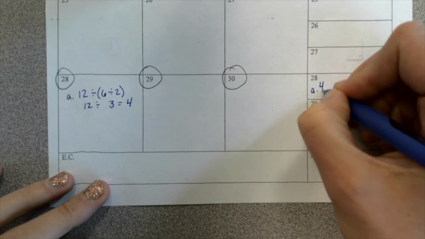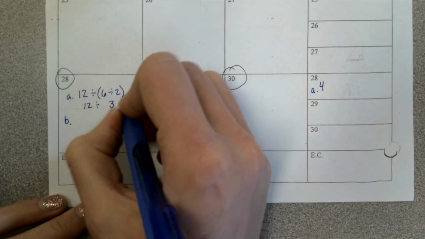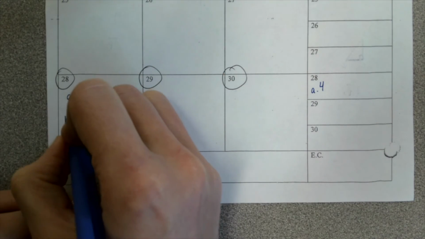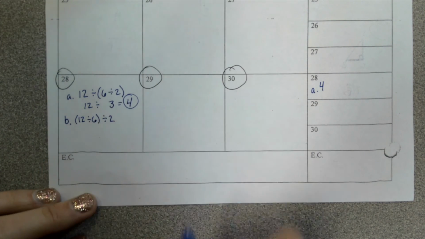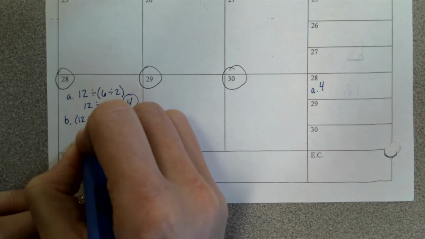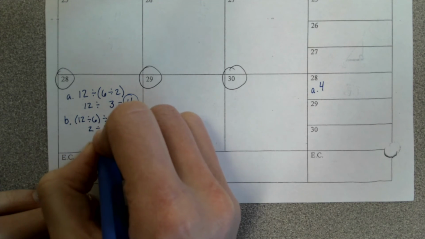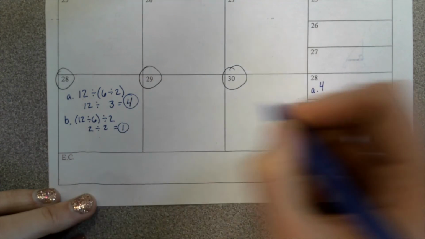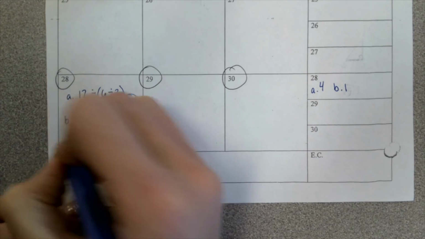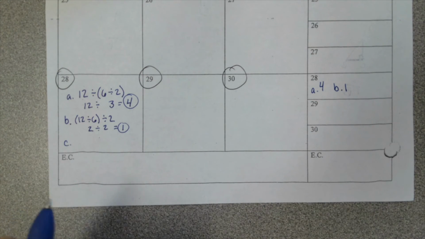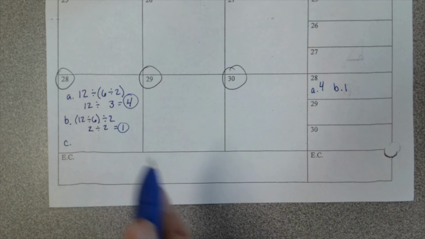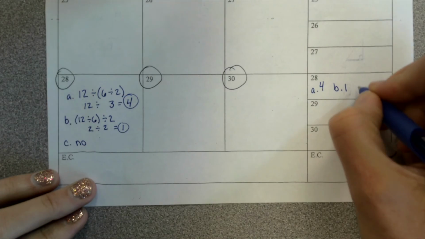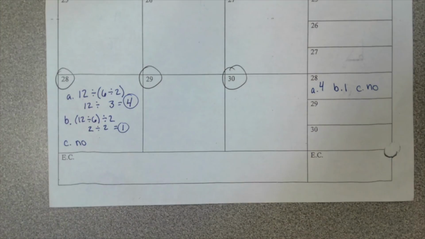So A, 4. B, 12 divided by 6 divided by 2. 12 divided by 6 is 2. 2 divided by 2 is 1. So B, 1. C, does the associative property apply to division? Did we get the same answer when we grouped different things? No. Just like it doesn't apply to subtraction, it doesn't apply to division.